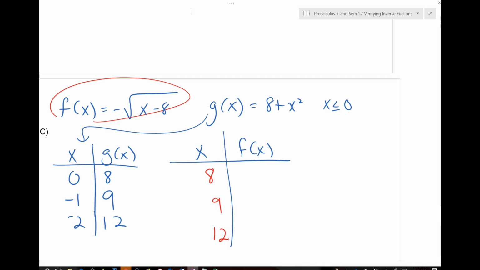So we get here, 8 minus 8 is 0. The square root of 0 is 0, negative 0. Oh, it's amazing how that works. I put a 9 in there. 9 minus 8 is 1. The square root of 1 is 1, but I'm taking the opposite of that. Negative 1. And if I put 12 in, 12 minus 8 is 4. The square root of 4 is 2. Negative 2.